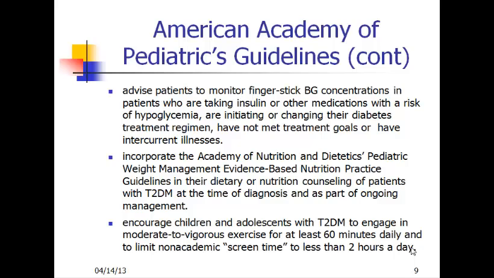Fourth, advise patients to monitor finger stick blood glucose concentrations if they are taking insulin or other medications with risk of hypoglycemia, are initiating or changing the diabetes treatment regimen, have not met treatment goals, or have intercurrent illnesses. Fifth, incorporate the Academy of Nutrition and Dietetics Pediatric Weight Management Evidence-Based Nutrition Practice Guidelines in dietary nutrition counseling. And sixth, encourage children and adolescents with type 2 diabetes to engage in moderate to vigorous exercise for at least 60 minutes daily and to limit non-academic screen time to less than 2 hours a day.